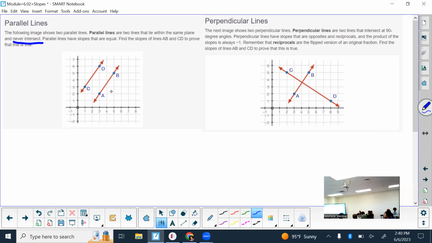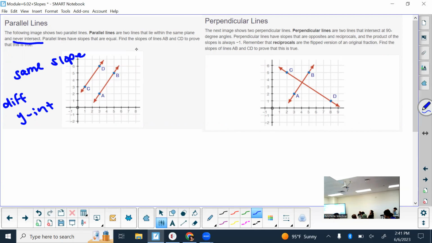Other than that, they're parallel, because they have the same slope. That is why they never intersect. They have the same slope, different y-intercepts. Because if they had the same slope and the same y-intercept, then it would be the same line, not a parallel line. All right, so parallel lines have the same slopes. They cross the y-axis at different places.